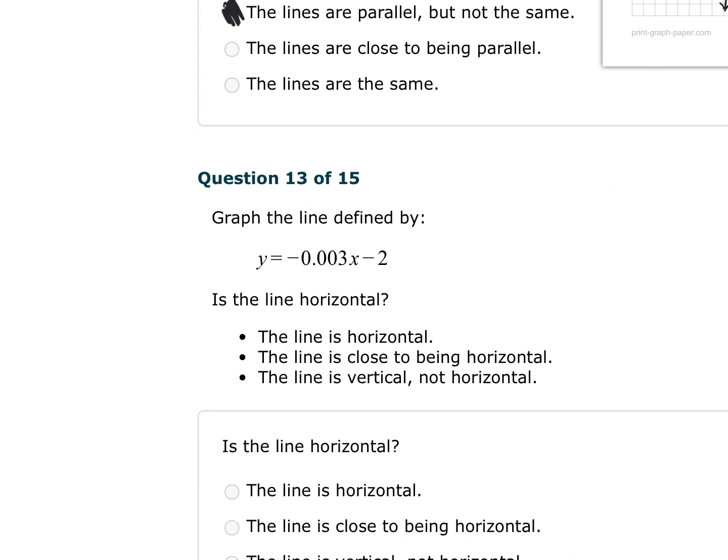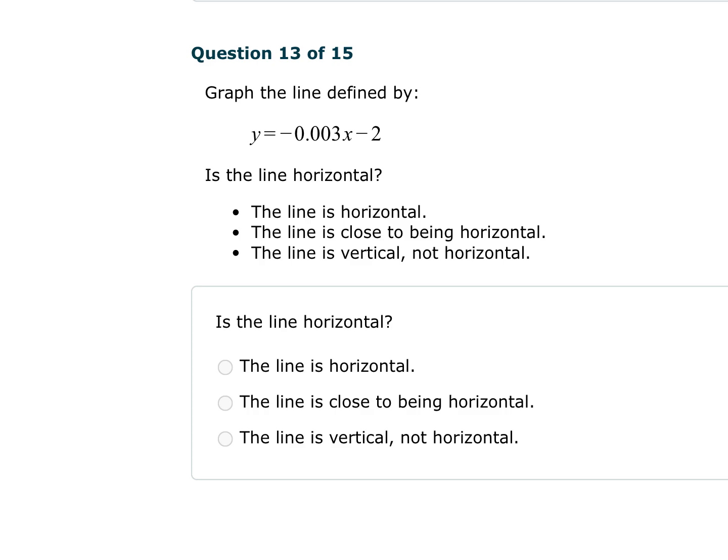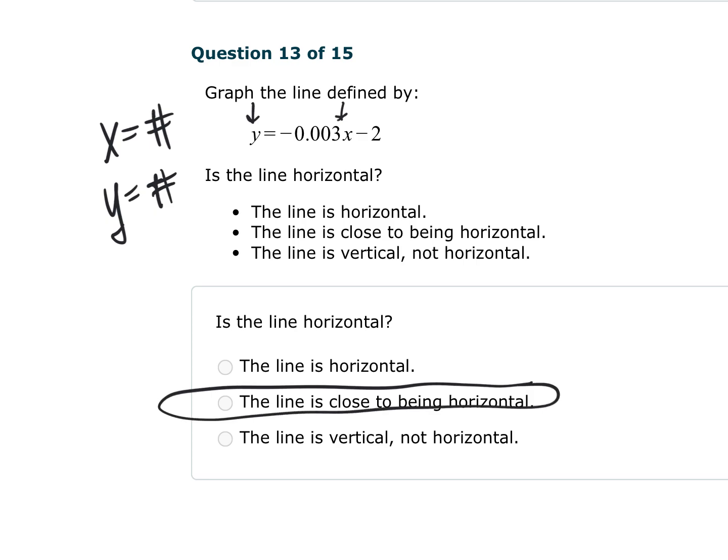And then for the next one, the graph defined by the line -0.003x minus 2. Is it horizontal? Is it close to being horizontal? Or is the line vertical, not horizontal? Well, a vertical line is going to just say x equals a number. A horizontal line is going to say y equals a number. But anytime you have both a y and an x in an equation, it's going to have some slant to it. Now this slant is almost 0. So yes, it's close to being horizontal, but it is definitely not horizontal, and it is not vertical.